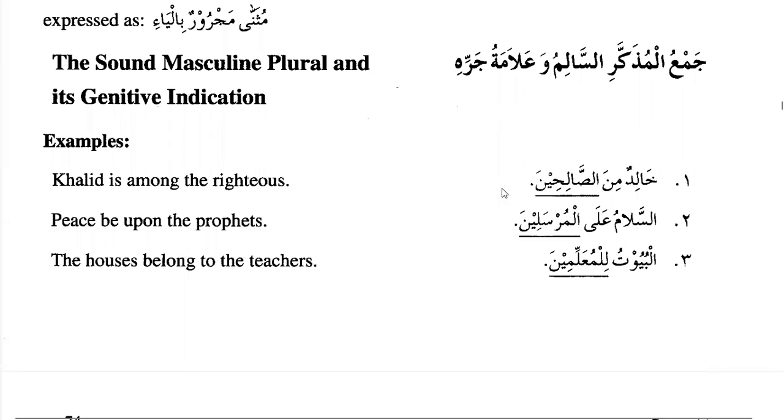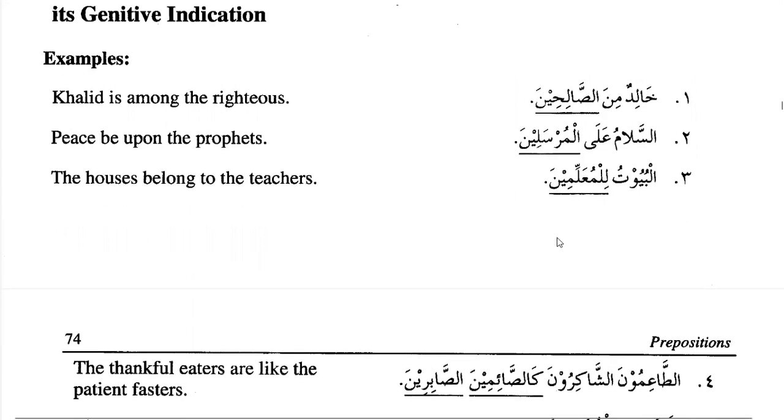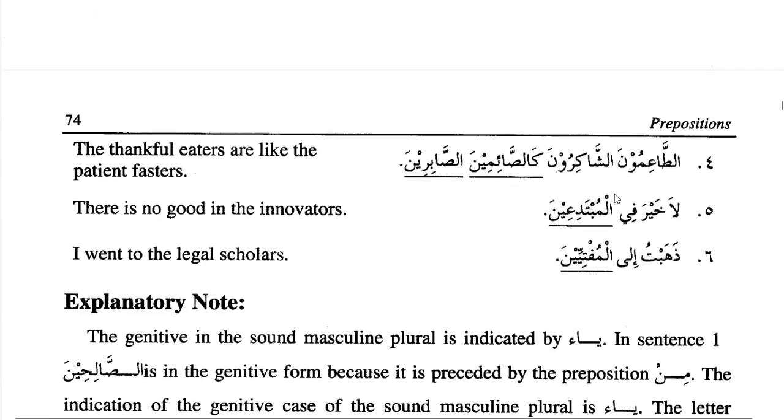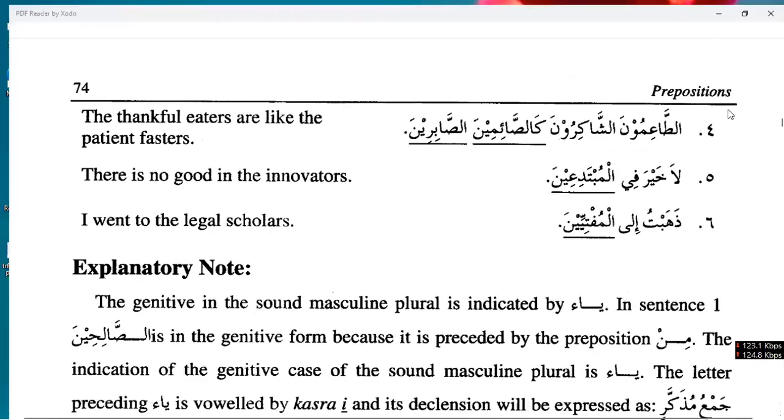What is the marfu form of salihin? Sir, in plural? Yes. Salihin is majrur. Salihani. Wrong answer. What is salihun? Salihun. And what is the marfu form of mursaleen? Mursaloon. And what is the marfu form of mu'allimin? Mu'allimuna. Okay. Mishka, complete the examples. Yes, sir.